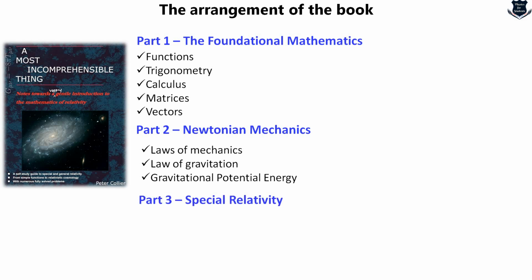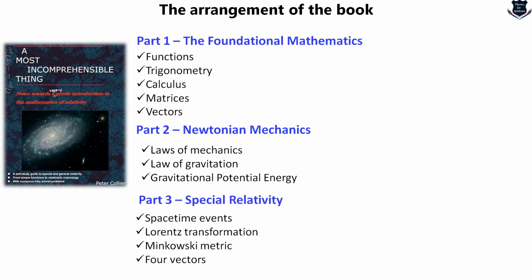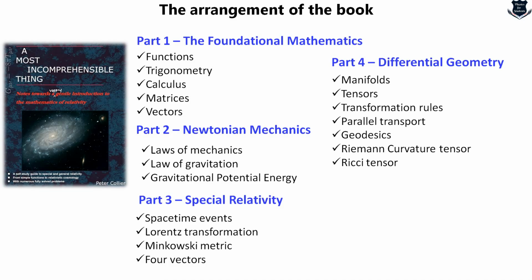So obviously from Newtonian mechanics we move to what? The special theory of relativity, which is relativistic physics in its first part: space-time events, Lorentz transformation, Minkowski metric, every single thing is being covered in beautiful detail. Then comes part 4, which is differential geometry. As I told you, differential geometry is important. So the author teaches you about manifolds, tensors, geodesics, Riemann curvature tensor, Ricci tensor, and a lot of other things.